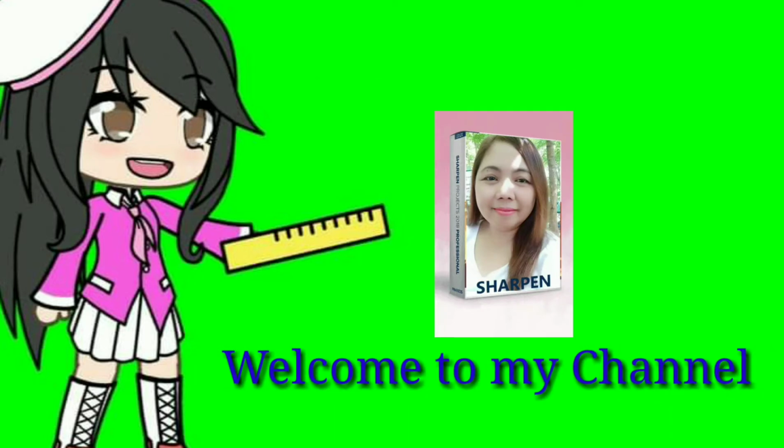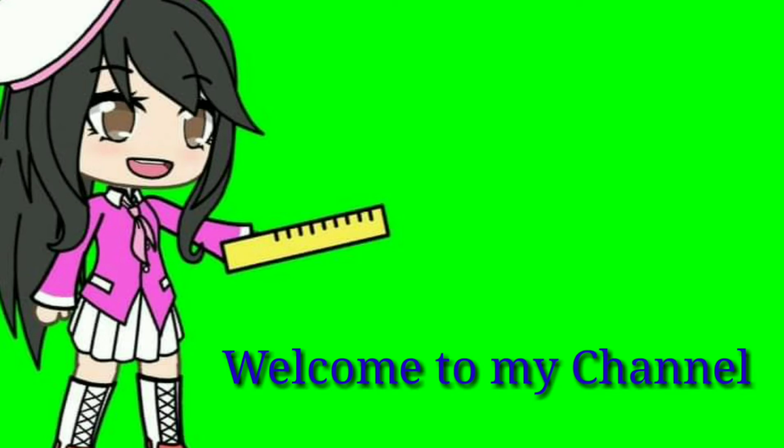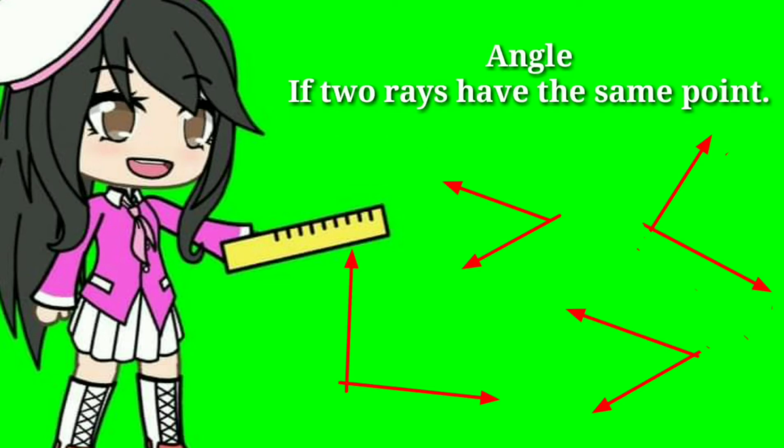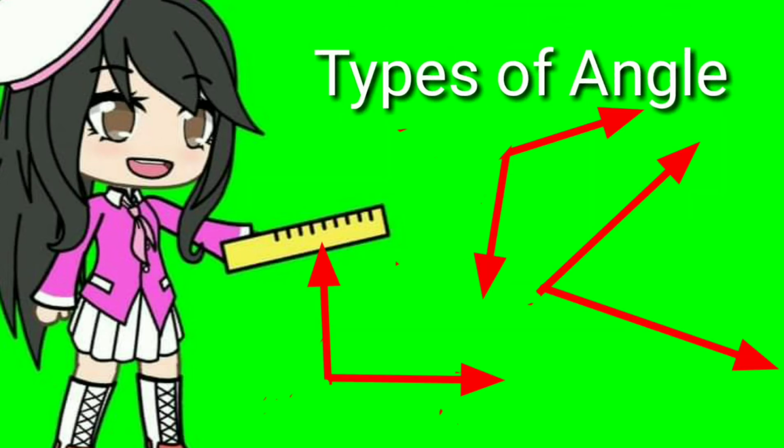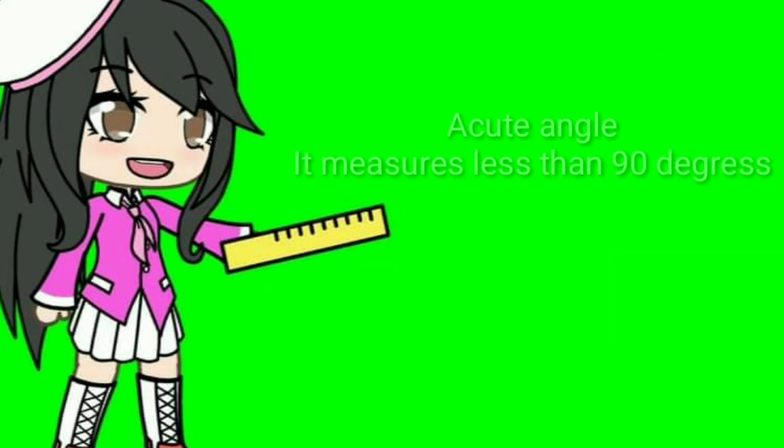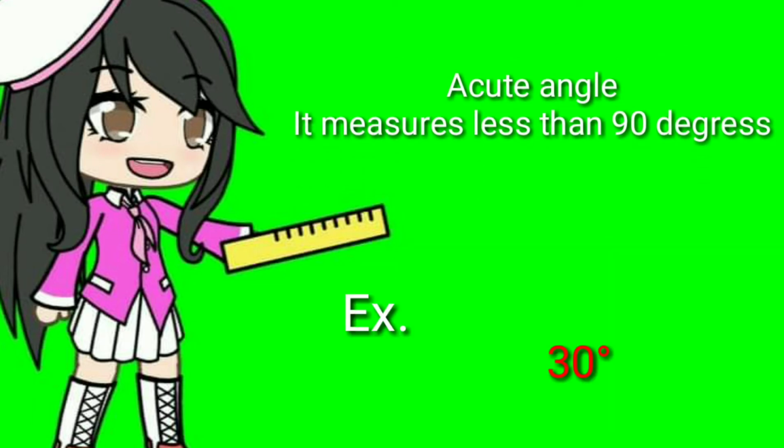Our lesson for today is all about angles. An angle is formed when two rays have the same point. There are different types of angles. The first one is what we call the acute angle. It measures less than 90 degrees.